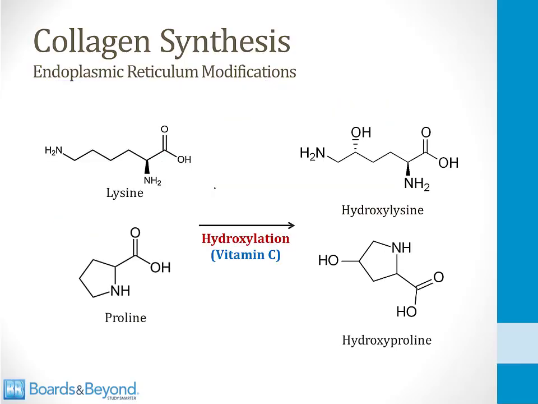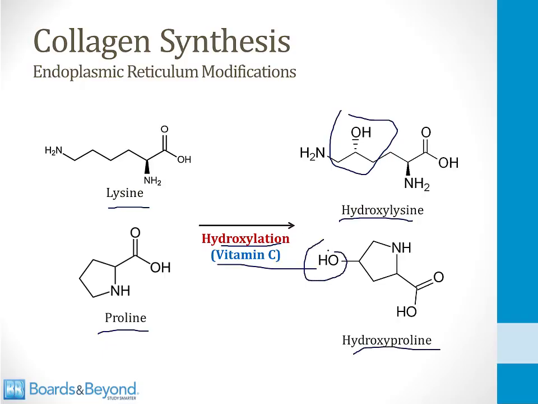Shown on the screen are the chemical reactions that occur in the process of hydroxylation in the endoplasmic reticulum. So lysine and proline amino acids found in the pro-alpha chains undergo hydroxylation, which requires vitamin C. Lysine becomes hydroxylysine, which has a hydroxyl group not present in lysine. Proline becomes hydroxyproline, which also has a hydroxyl group present that was not present in proline.